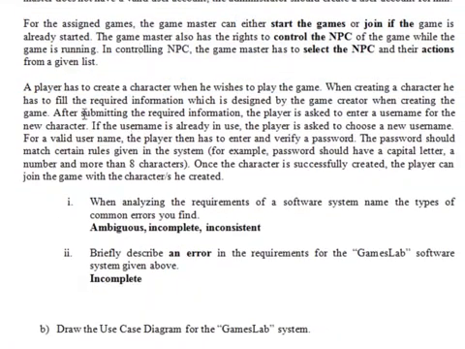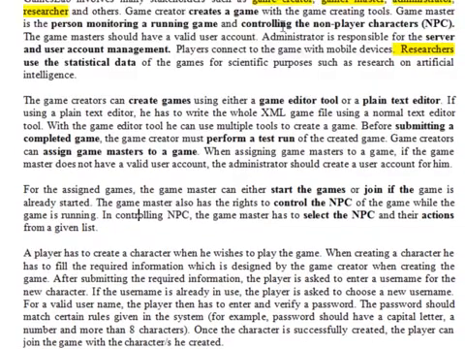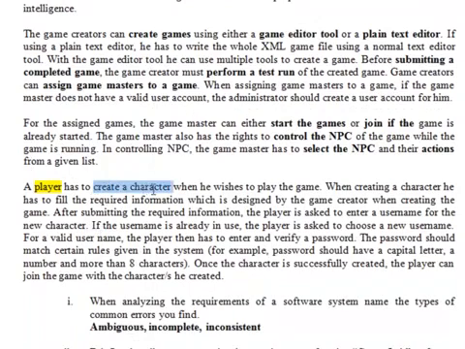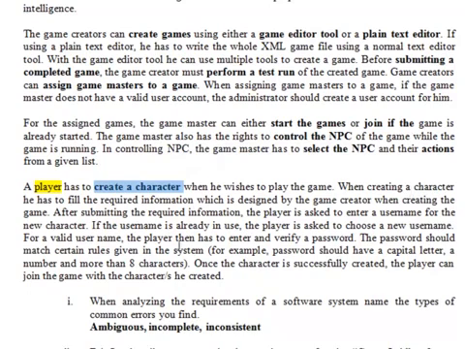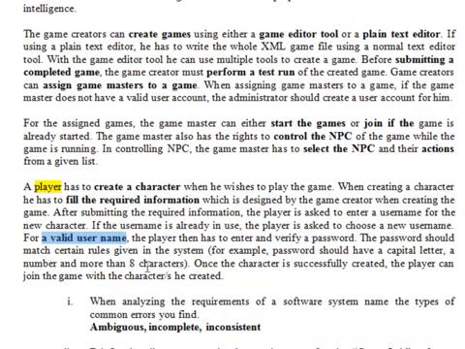Now if you go further down, a player has to create a character. So again, player is another actor in the given software system. So player can create a character. When creating a character, he has to fill the required information. That's one important thing. And after submitting the required information, the player is asked to enter a username for the new character. So if the username is already in use, the player is asked to choose a new username. So there's kind of a validation going on, and also a password verification is going on. So once all this has happened, the player can join the game.